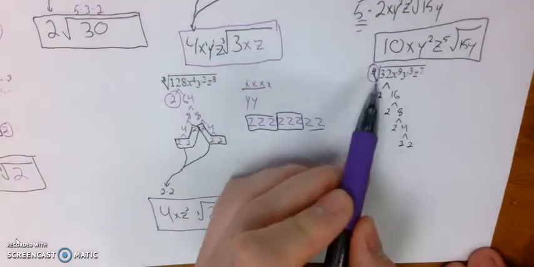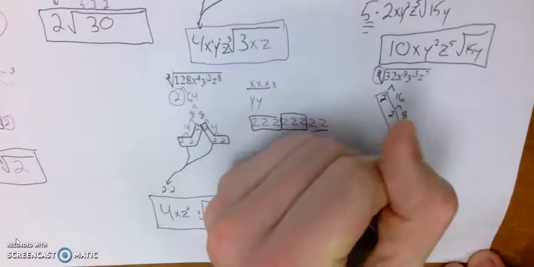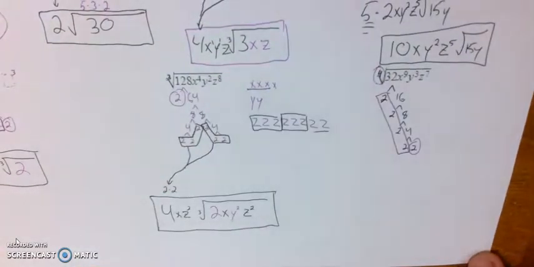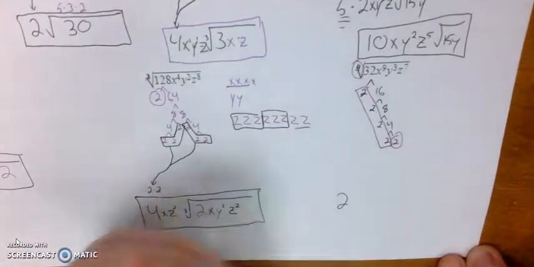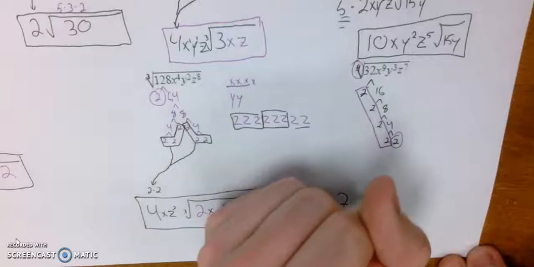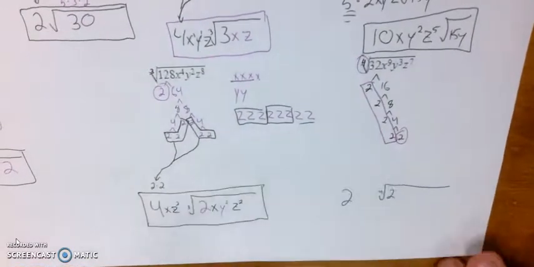I am looking for a group of 4 of these. So 1, 2, 3, 4, with this guy left over. So this will turn into a 2 on the outside of the radical. I'm going to leave some space for the letters. Then we have the 4th root of a 2 left over inside.